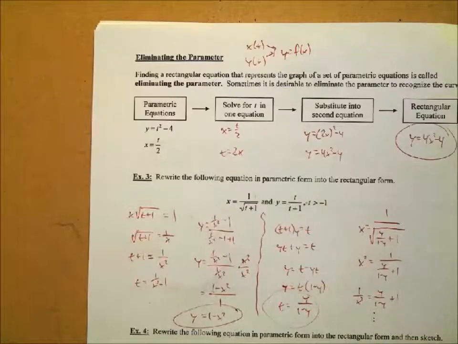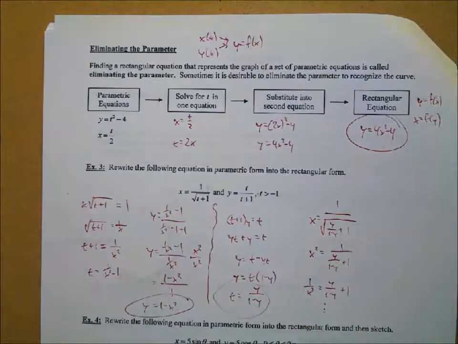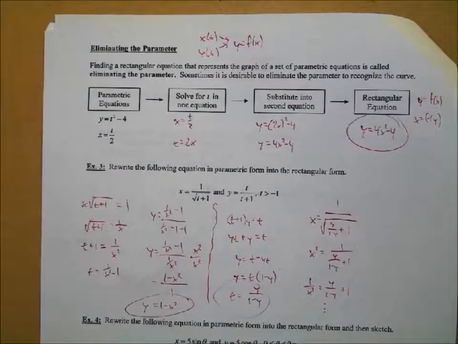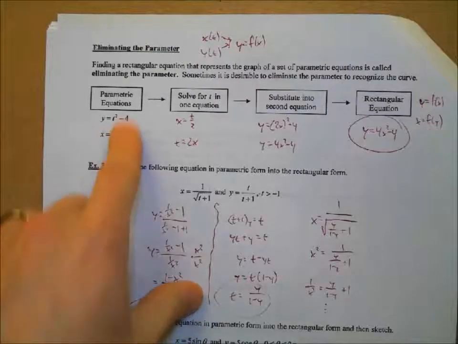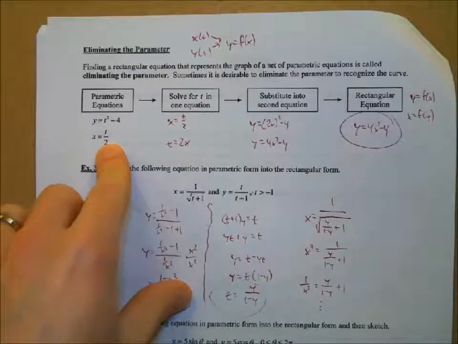Another thing we should be able to do is eliminate the parameter. That means you want to rewrite things in terms of rectangular form. That typically means solving one of these equations for t. In this case, we chose the x.